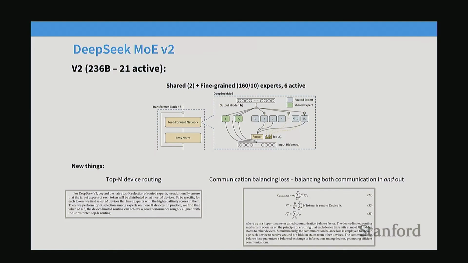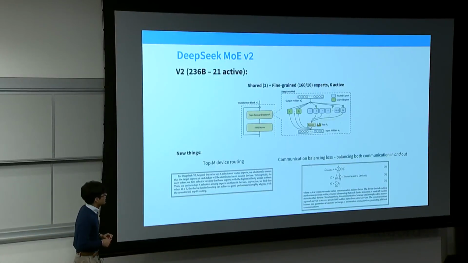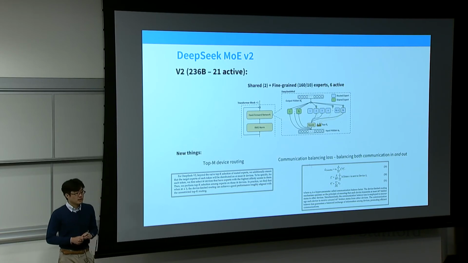And now this gives you more efficient training when you're scaling up to these gigantic sizes, right? You need to start really engaging with the systems aspect of things when you're training a 236 billion parameter model. The other thing, which reflects the systems concerns that are necessary at this scale, is that they add a communication balancing loss.